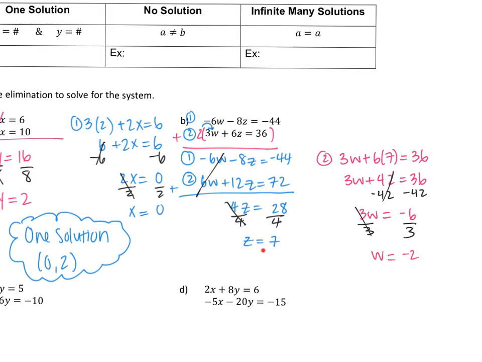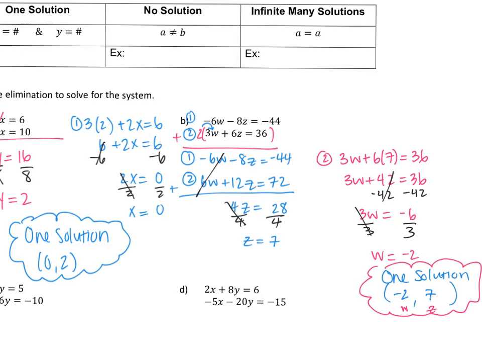-2. So I have my z, I have my w, so I can write this as a coordinate. And yes, you can write this as a coordinate even though these are not x and y. Make sure you do it in alphabetical order though. So in this case, this is going to be (-2, 7) because w would come first before z. Think about the alphabet. And this would be written as one solution because you have one pair. You have one w and one z. All right, so this is my answer.